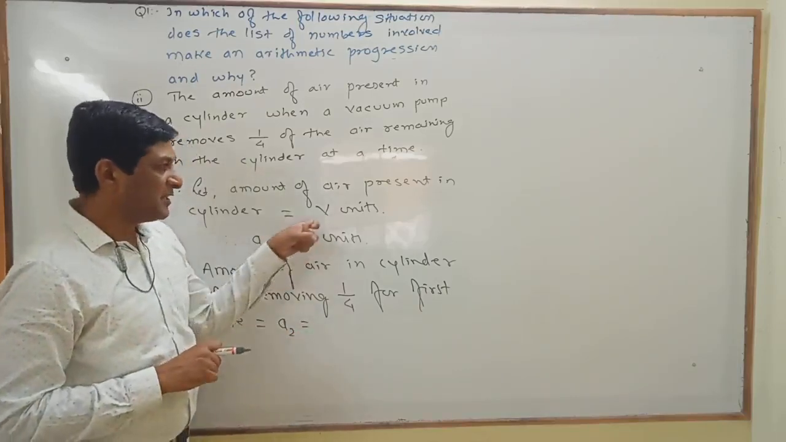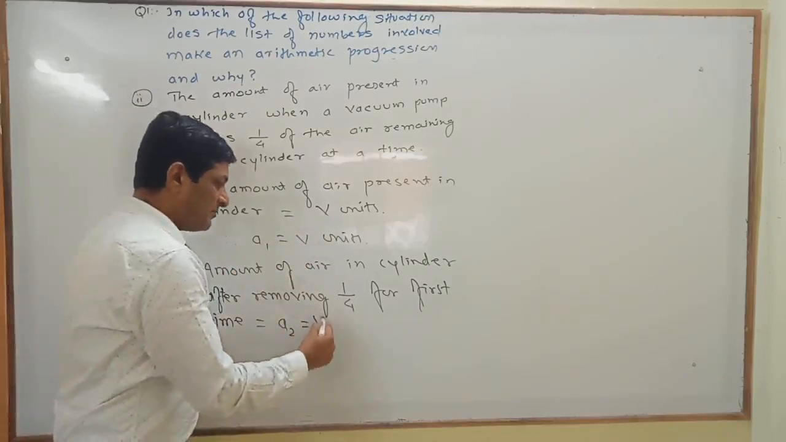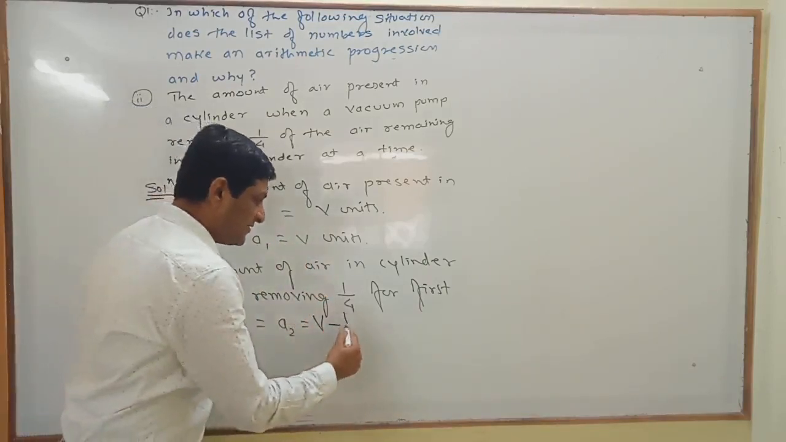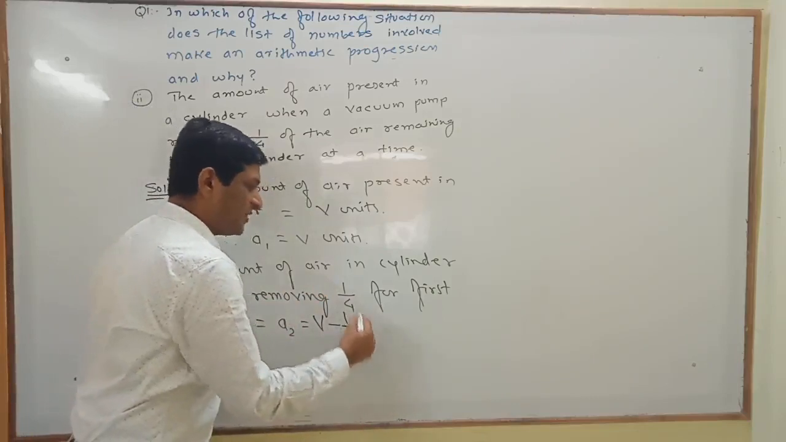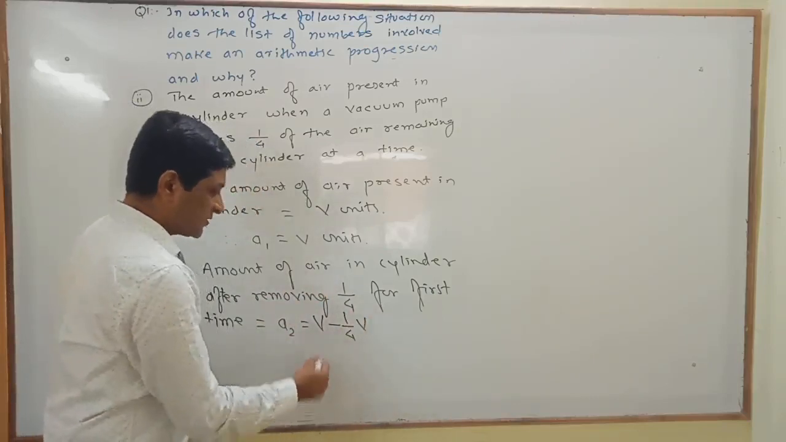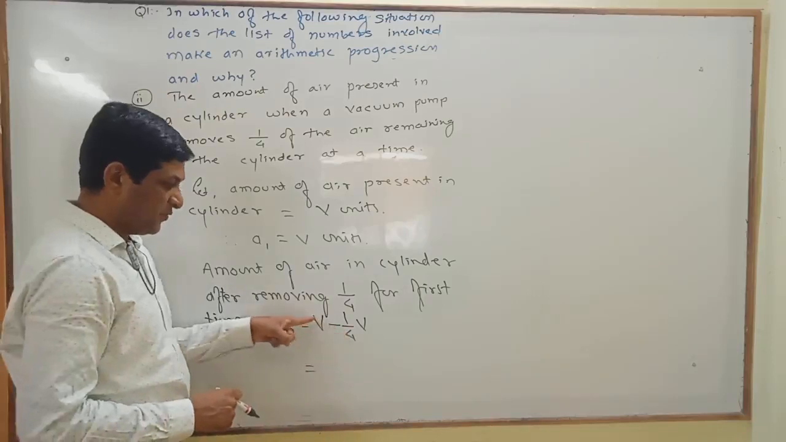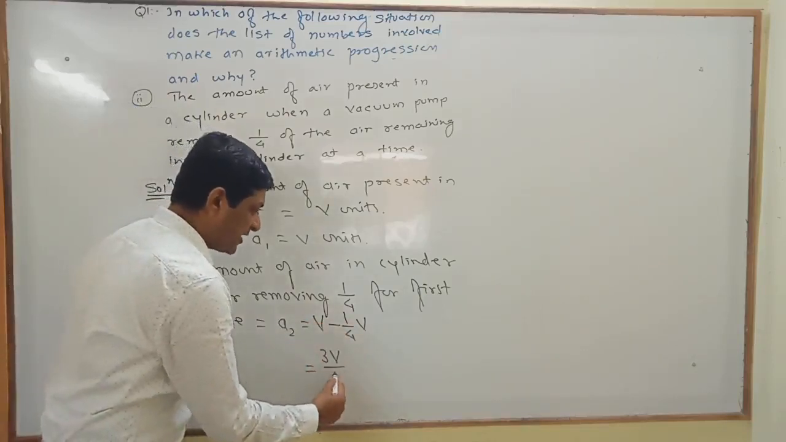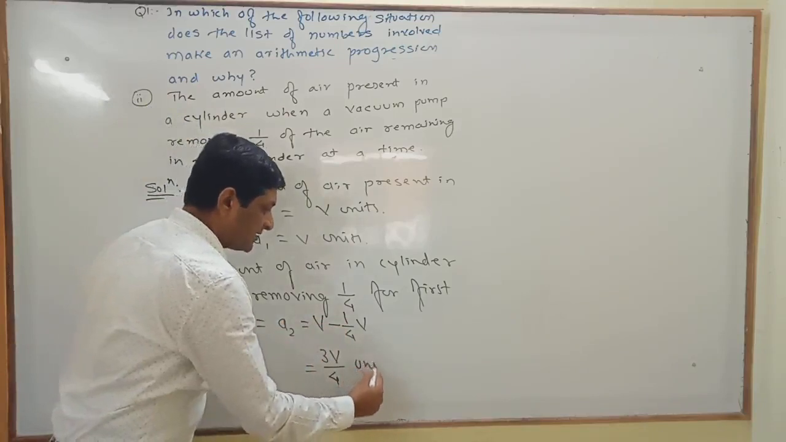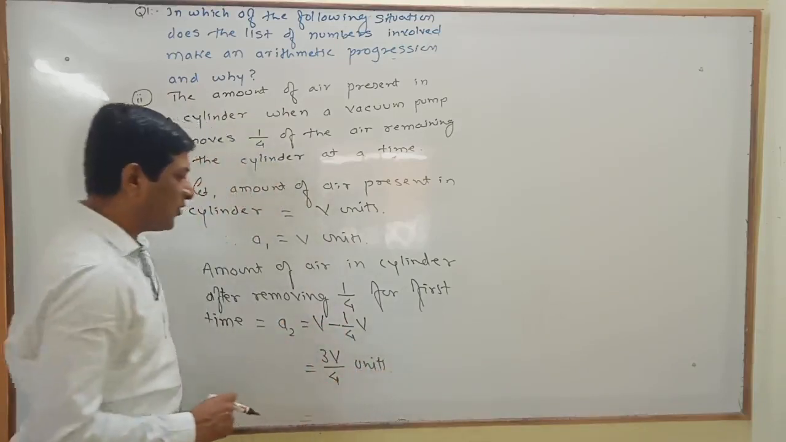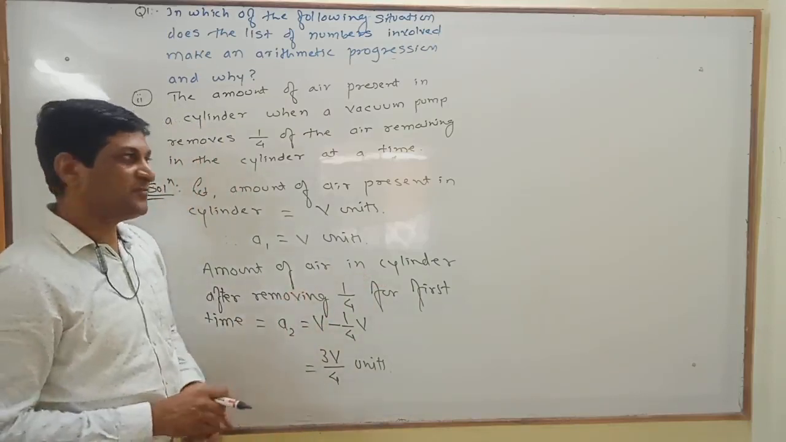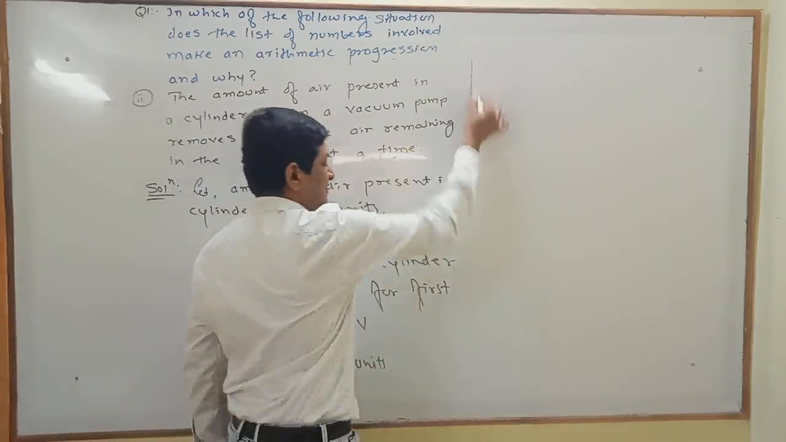So what is the initial volume? V. From this V, how much part are we removing? 1/4. So 1/4 of V we are removing from it. So it will be equal to, now take the cross multiplication, 4V minus 1V, which is equal to 3V upon 4 units. This will be the volume after removing 1/4 of the air for the first time. Now use the same method.